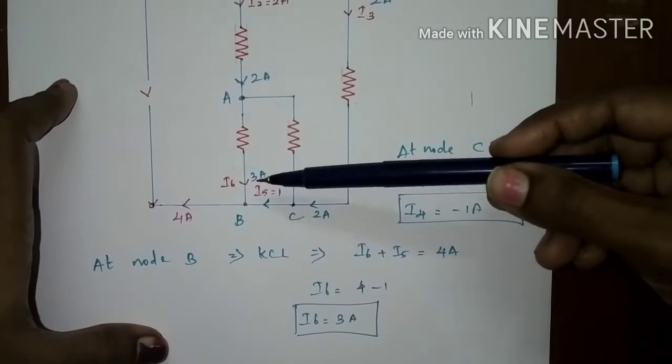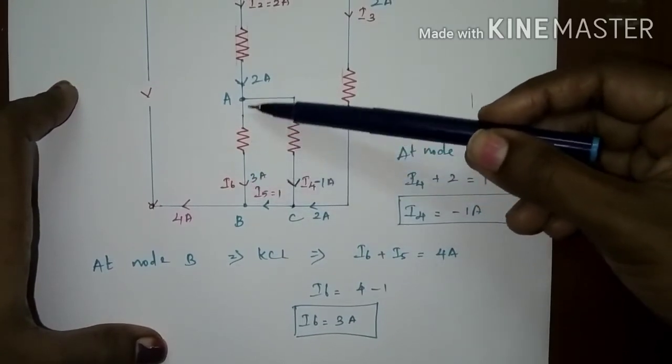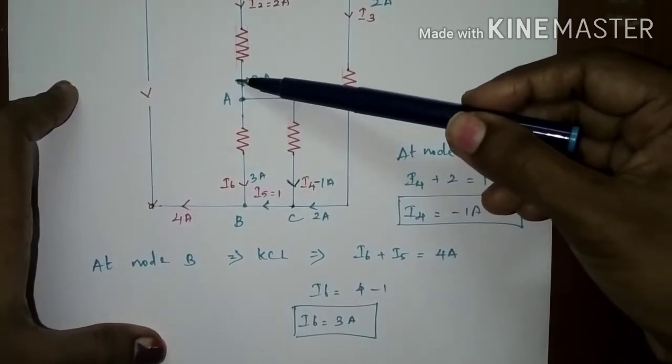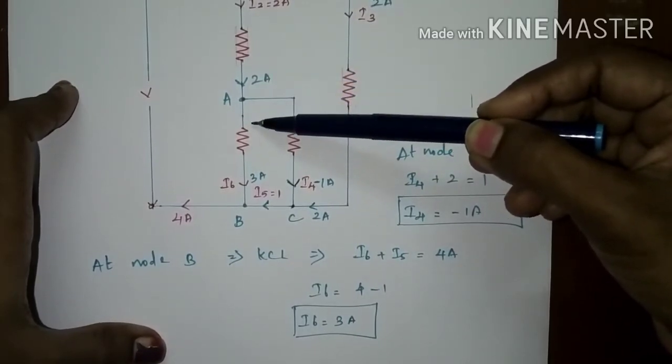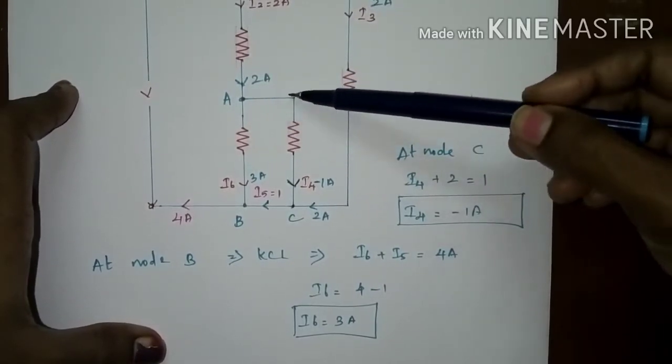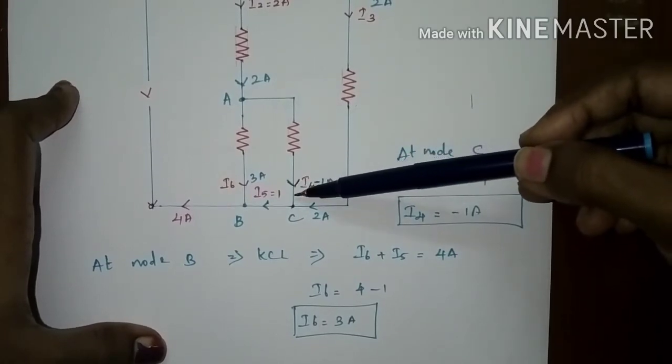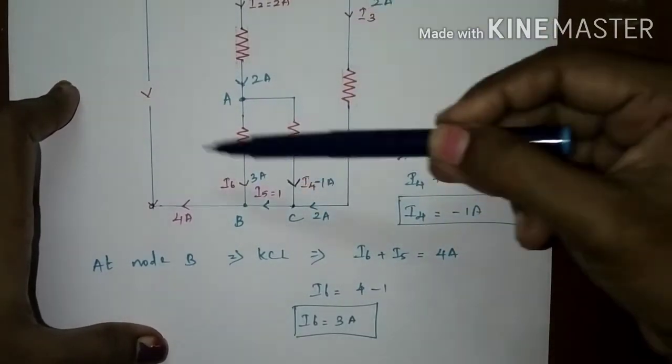You can check whether the value is correct. If 3 ampere current is incoming and 2 ampere current is incoming, obviously minus 1 ampere current will be flowing in this node. You can check the value of current flowing in each branch.